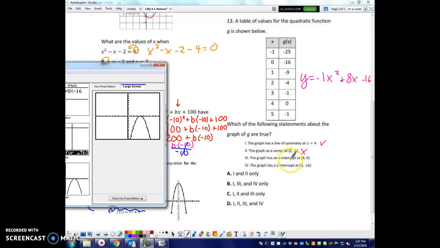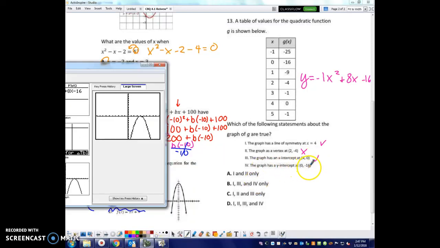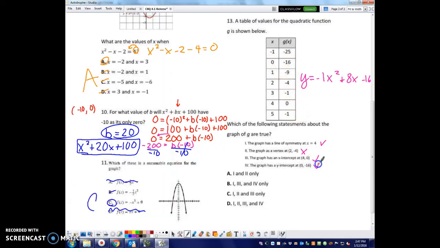Next one, the graph has an x-intercept at 4, 0. Well, let's see, 1, 2, 3, 4, 0. Yes, that's correct. And it has a y-intercept at 0, -16. We don't see it here, but we do here. 0, -16, that is true. So the answer is 1, 3, and 4, which is B.